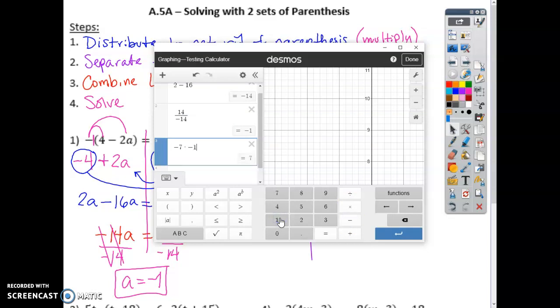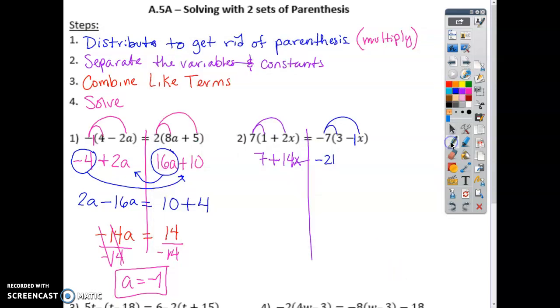The sign changes. It's a positive 7. So plus 7. Don't forget the x. Okay, step 2. Separate the variables and the constants. So I'm going to move this 7x to the left side. So I want my x's on the left side. And I'm going to move this 7 to the right side. And I want the constants on the right side.